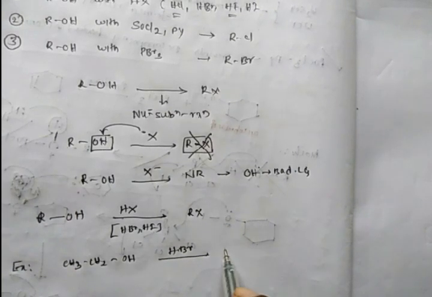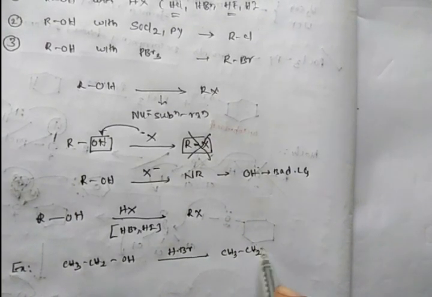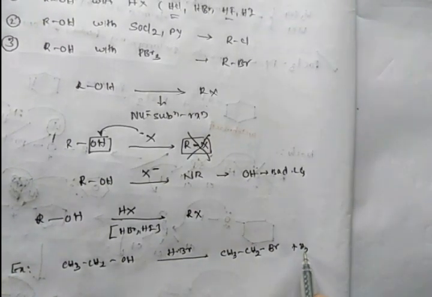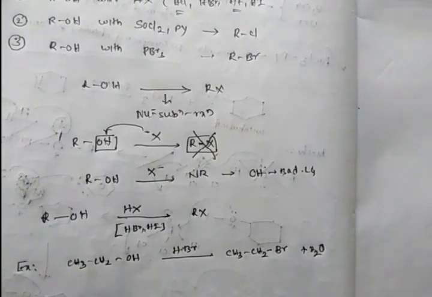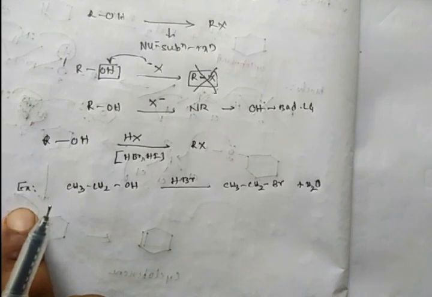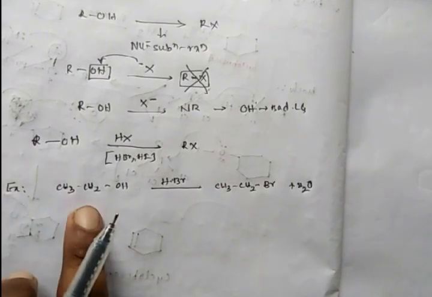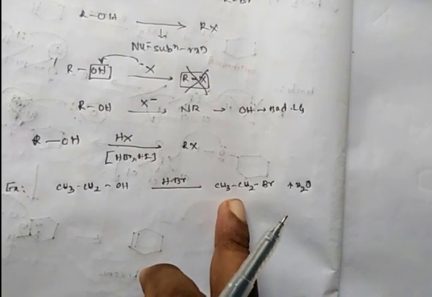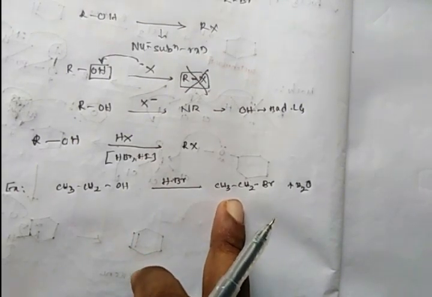So an example is here. CH3CH2OH, when you treat this with hydrogen bromide, we will obtain CH3CH2Br plus H2O. This is the possible transformation. So as an example for this conversion of an alcohol into an alkyl halide, when you treat ethanol with HBr, we will get ethyl bromide.